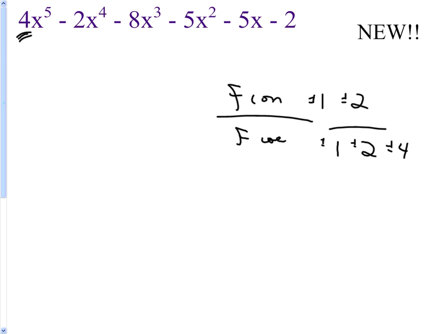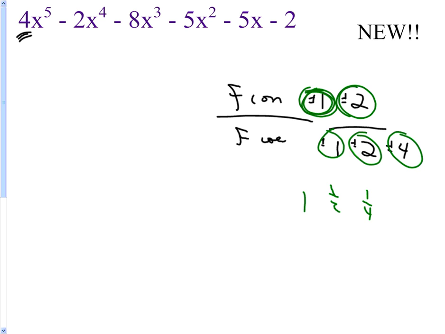So what's 1 divided by 1? 1. What's 1 divided by 2? 1/2. What's 1 divided by 4? 1/4. What's 2 divided by 1? 2. What's 2 divided by 2? 1. And we already had that one, so I don't have to write it again. What's 2 divided by 4? 1/2, and we already had that one. So there's my list of possible things that could work.